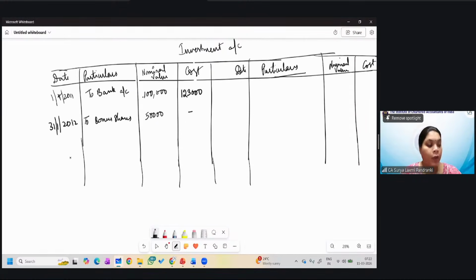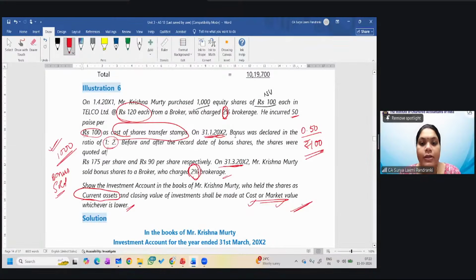Cost will be nil. You don't have any cost attached to it, because it is for free. That is also done. It is on 31st January 2012. We had a bonus. This is done. Now, next they have given you the share prices before and after the bonus issue. After that, at the year-end date, he has sold all the bonus shares, right?